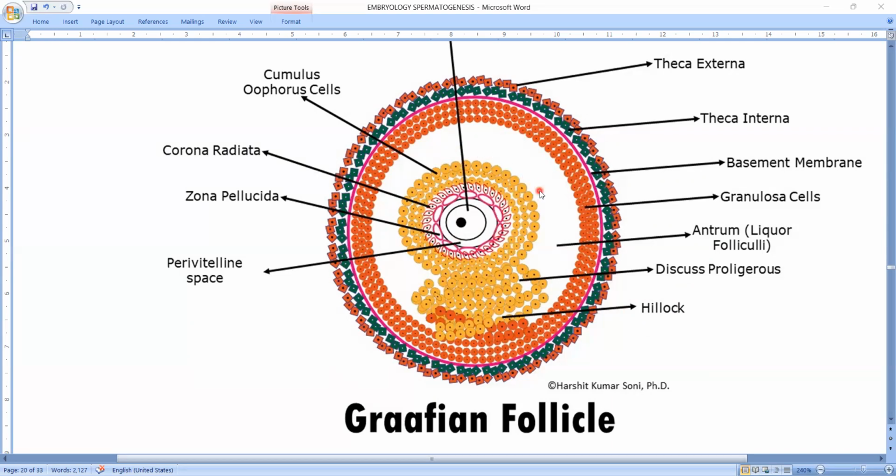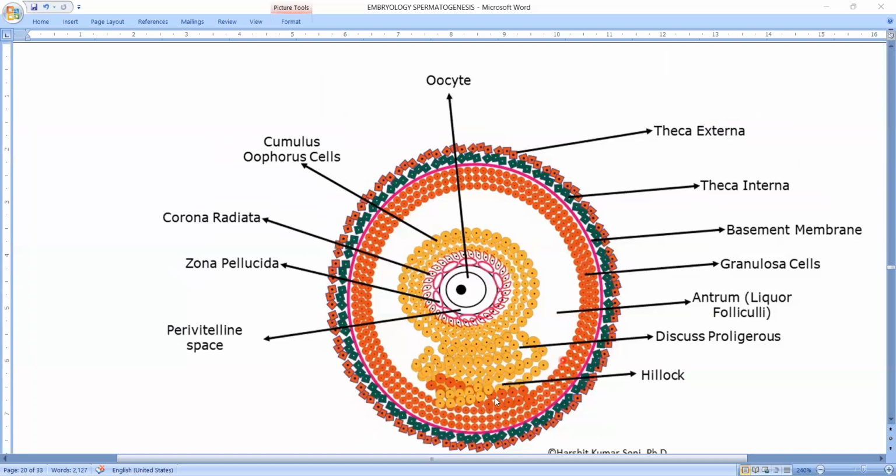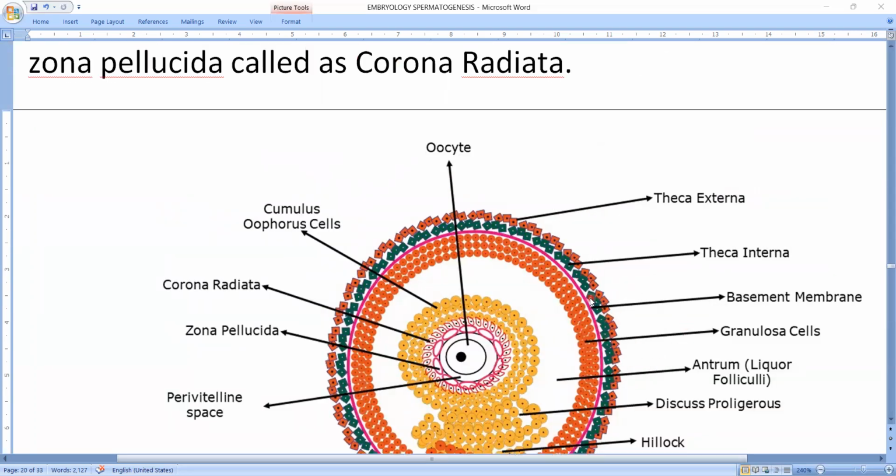So slight liquid is also present, that is liquor folliculi. And these are the stromal cells. So up to here, these are part of oogonial next generation cells. Okay, and immediately after stromal cells, there is a supporting membrane that is called basal membrane or basement membrane, and two layers of stromal cells are present, inner theca interna, outer theca externa.